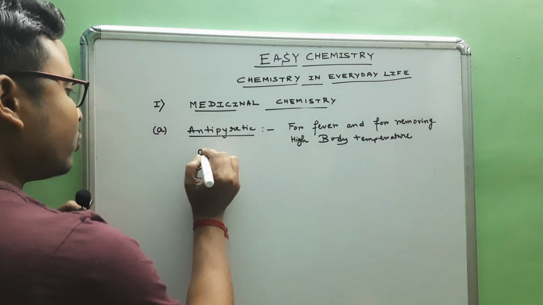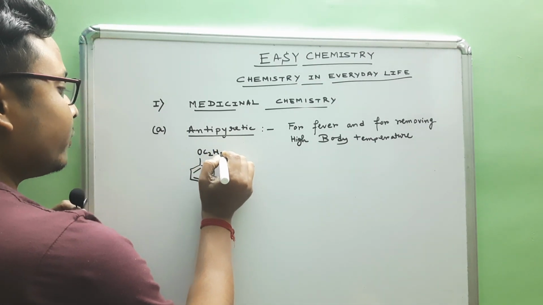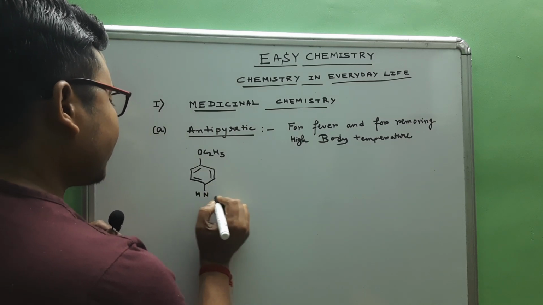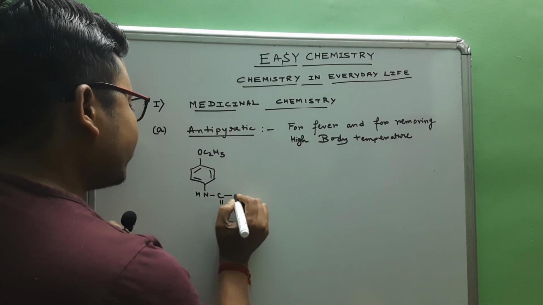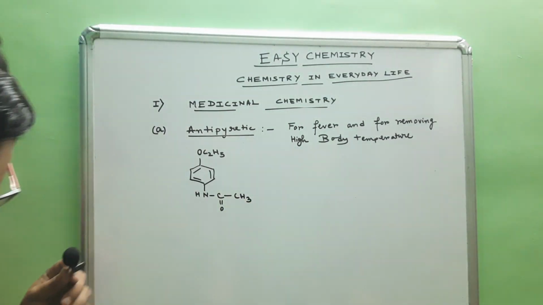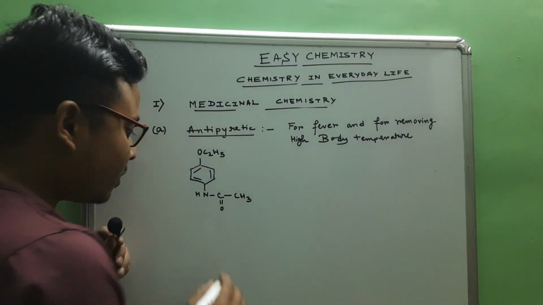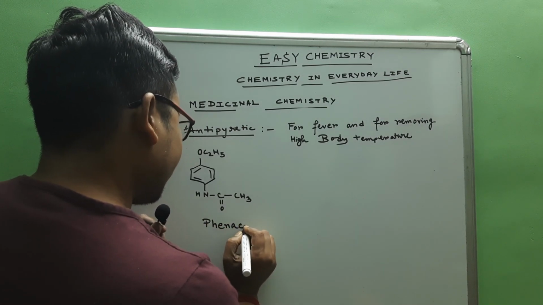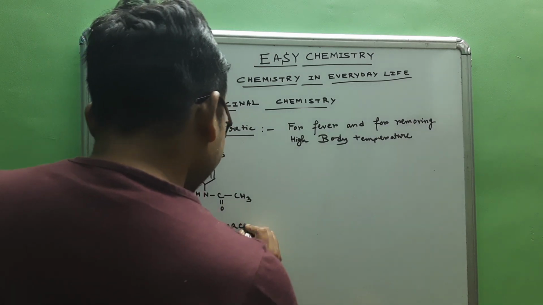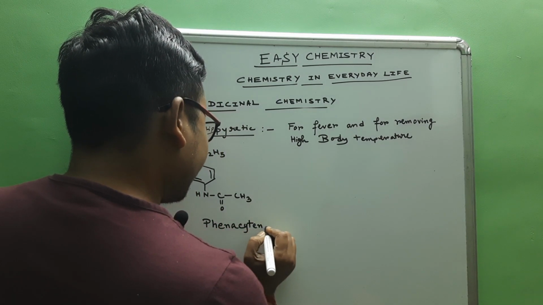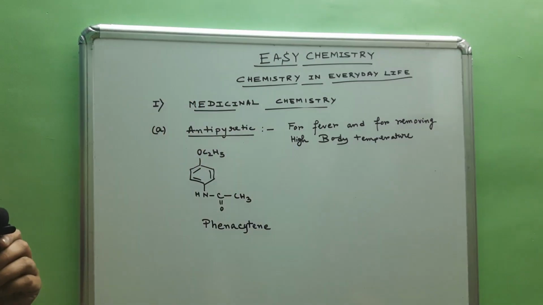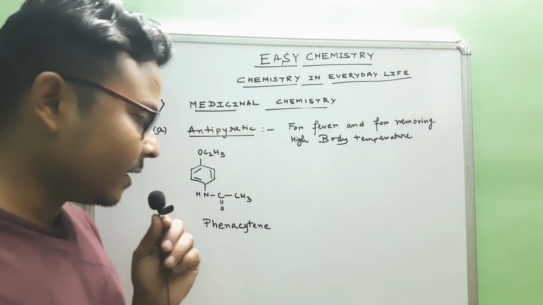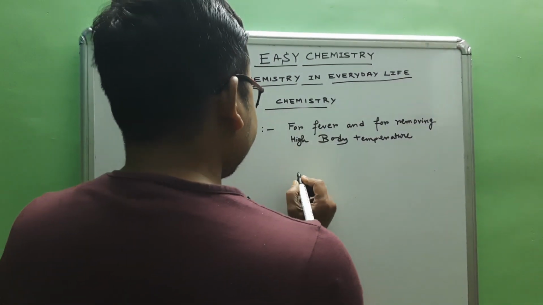This is the benzene ring, with OC2H5 here and NHCOCH3. This is called phenacetin. Okay, and a very common antipyretic now is paracetamol.